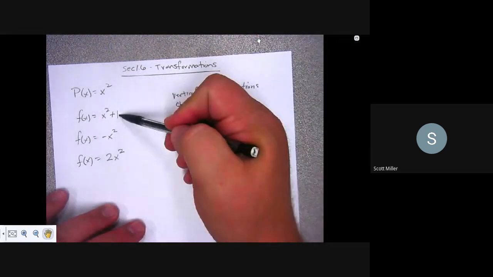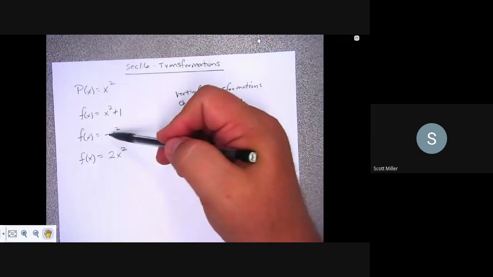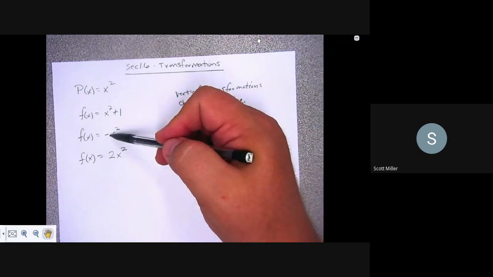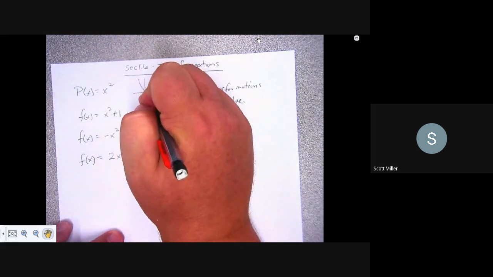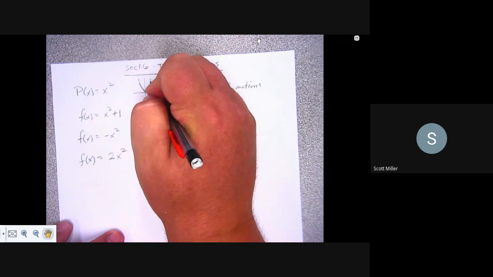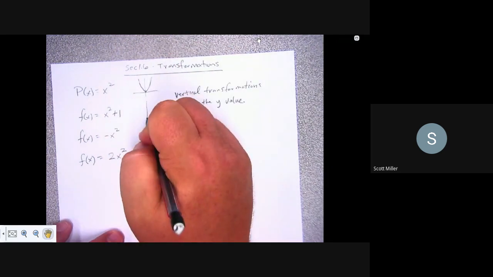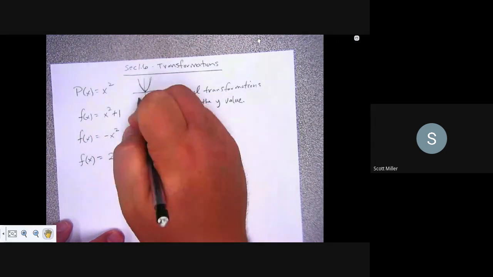So this one moves the graph up and down. This one will reflect it over the x-axis. So the normal parent function, real quick sketch, looks something like this, coming down here and touching the origin and going back up. This one would be moved up 1 unit.